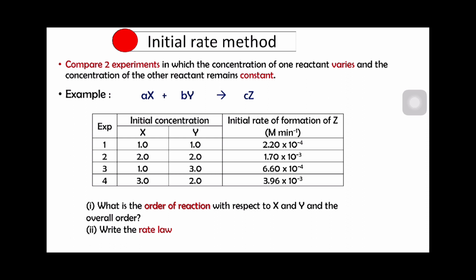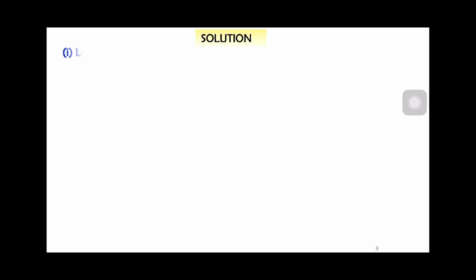So this is an example of the question. Given 4 experiments with initial concentrations of X and Y and also the initial rate. The question is, what is the order of reaction with respect to X and Y and the overall order? And also write the rate law. So, firstly, we have to write the rate law. That is, rate equals k [X]^a [Y]^b.